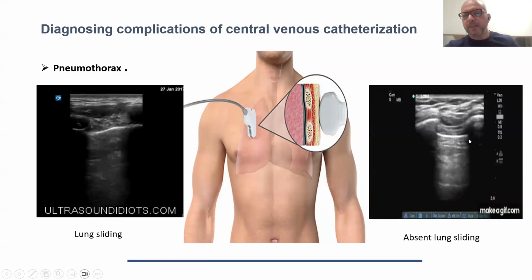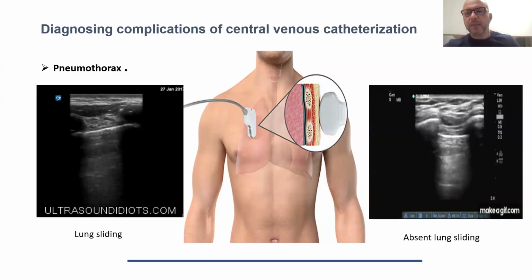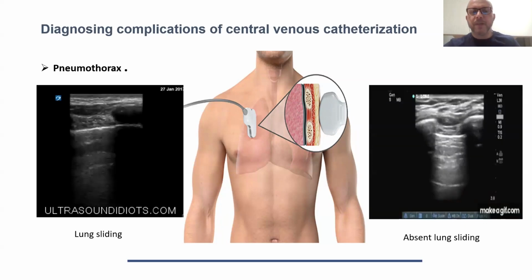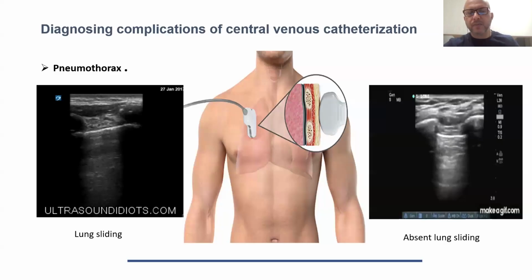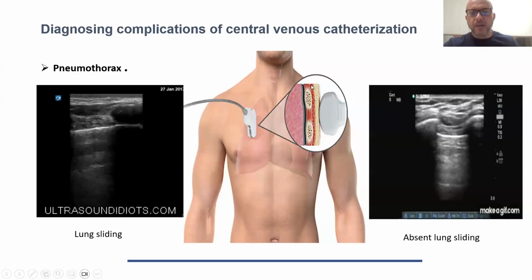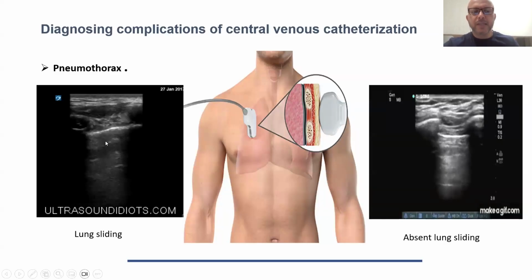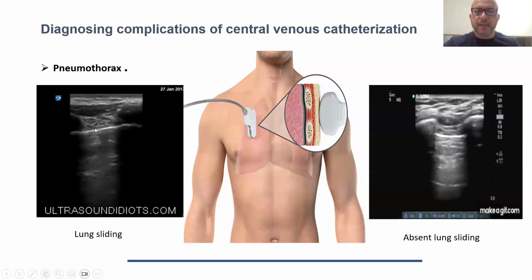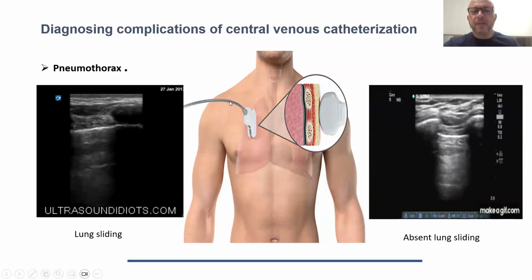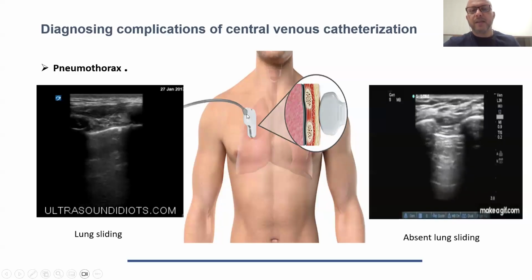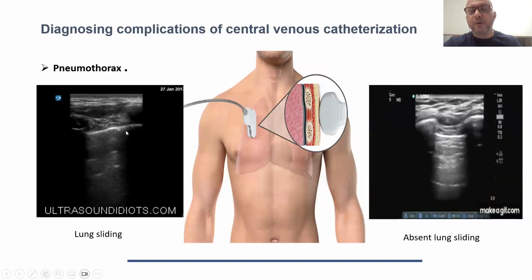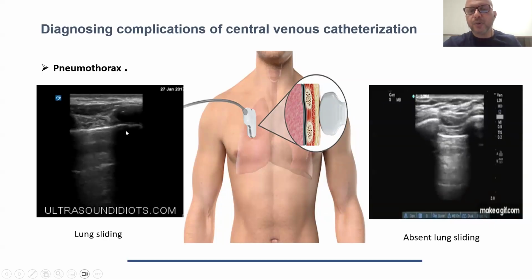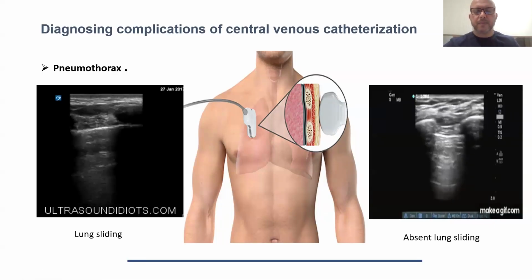So what is the common practice? For example, I'm going to insert a subclavian central line. I'm going to scan the right side of the patient, the lung on the right side, and I will see the beautiful lung sliding here. After the ultrasound-guided subclavian central line, I will scan it again. I will see the lung sliding is still there, so no need for X-ray. There is no pneumothorax, definitely.